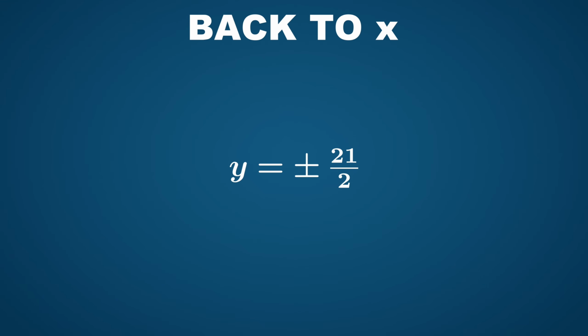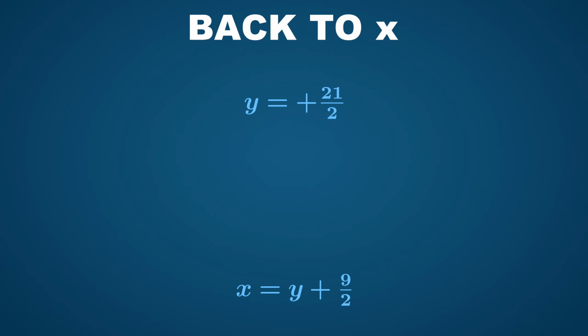We are not quite finished yet because we need to find the value for x. Remember our earlier substitution rule where x equals y plus 9 halves. We must now plug our two different y values back into this formula. Let us start with the positive y value of 21 halves.